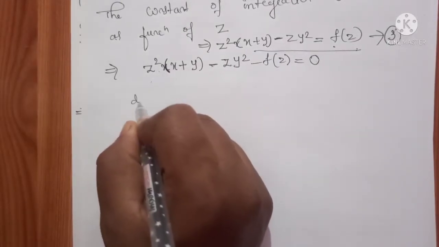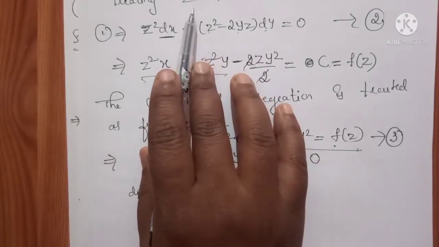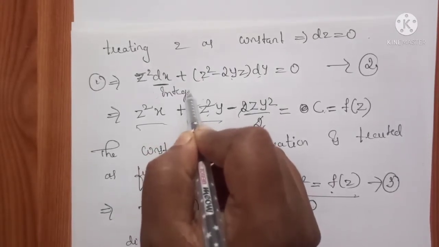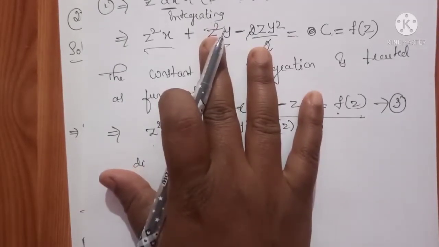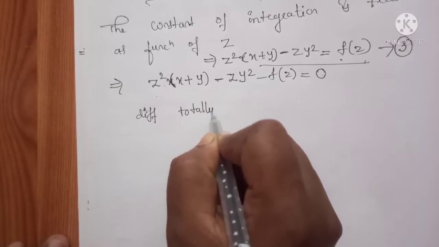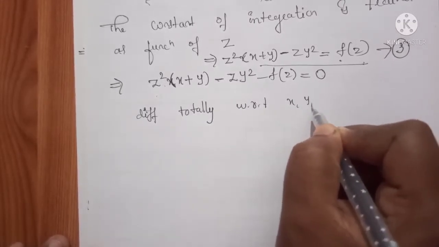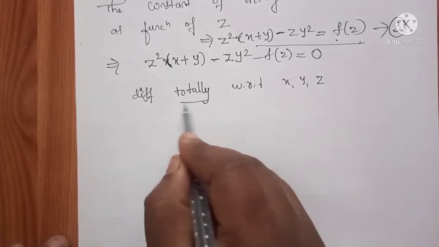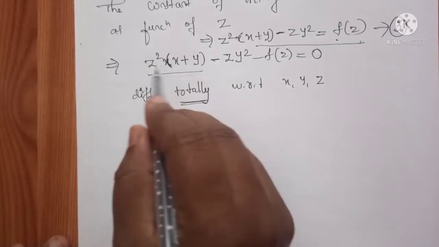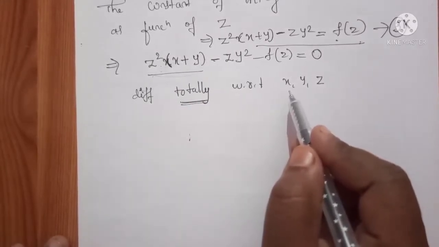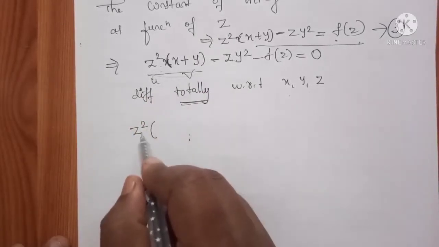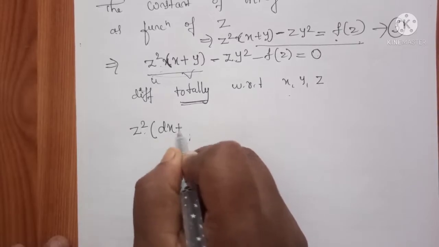Now differentiating this totally. In the first step we treat z as constant. After this step we integrate, so here we have used integrating. After integration we have to differentiate totally with respect to x, y, z. So remember that we are differentiating totally. Each term is treated as a function. As it contains x, y, z terms, we have to differentiate with respect to x, y and z also. So z² taken outside, that is we have to write the UV rule here. z² as it is, this bracket differentiation is dx plus dy.